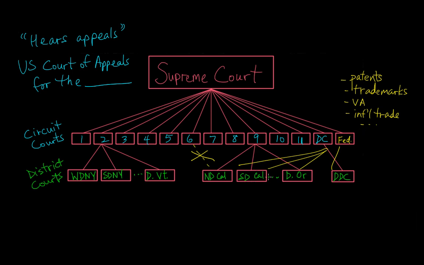So the Southern District of California could be reviewed by the Ninth Circuit, or it could be reviewed by the Federal Circuit if it's dealing with one of these issues. If it's not dealing with one of these issues, the Southern District of California would be reviewed by the Ninth Circuit Court of Appeals. So that's just a quick overview of the structure of the federal court system.